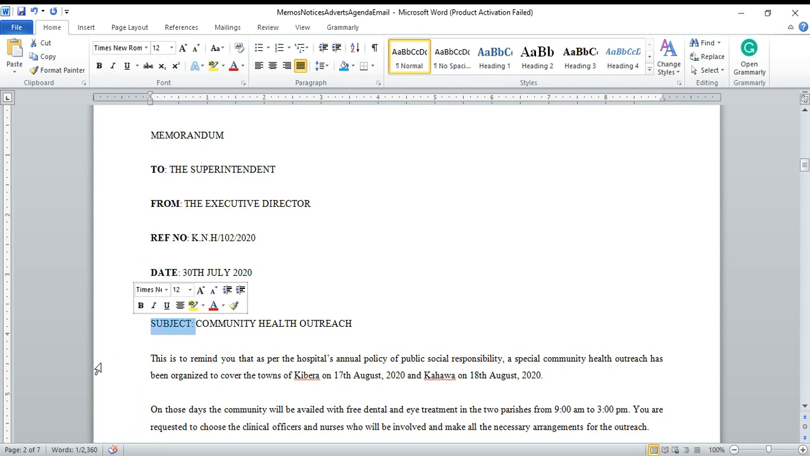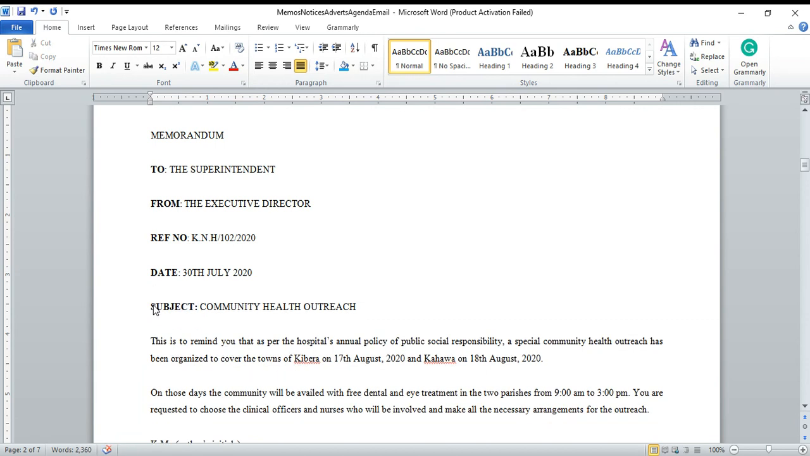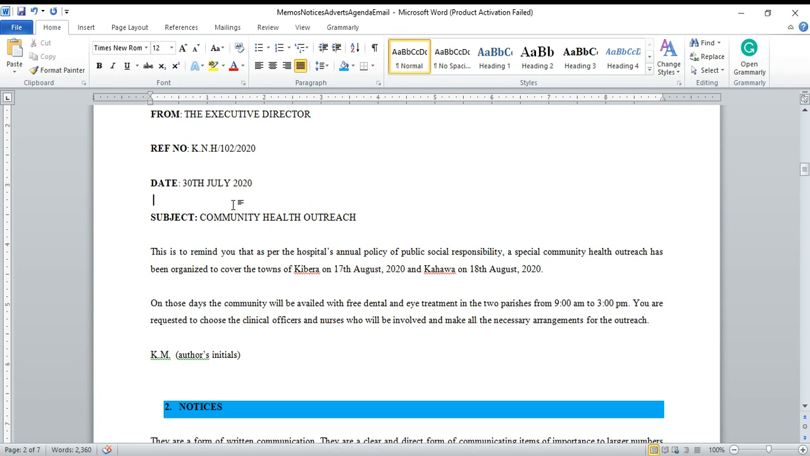Okay, so the memo could have been written earlier, but usually the date is the day the memo is circulated. However, it is possible to write earlier and then you stamp the current date. So the subject is the topic that you are going to talk about. So in this case, it is community health outreach.